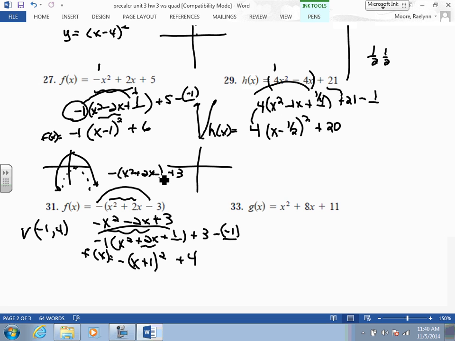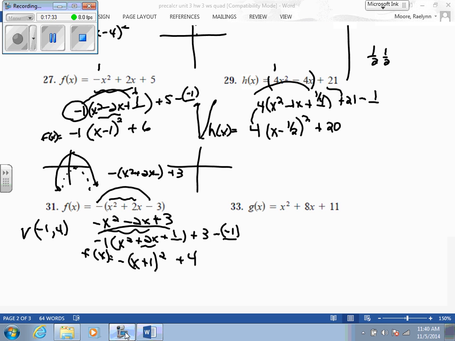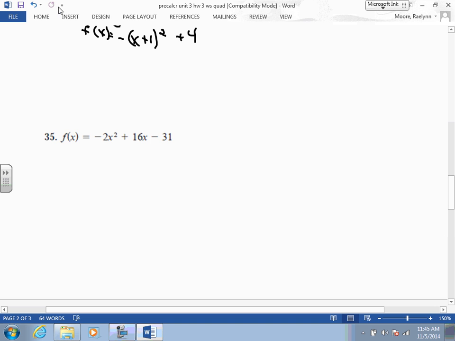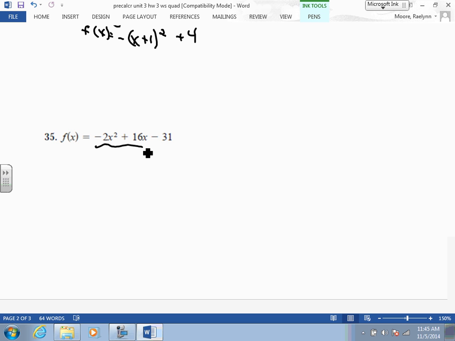If you didn't do this, I want everybody to do number 33. If you didn't have 33 done, let's take a minute and do it. Let's do this one. So, first step, group these. What do I take out? Negative 2. What's left?